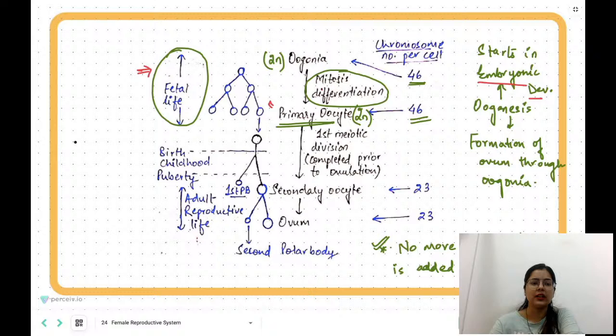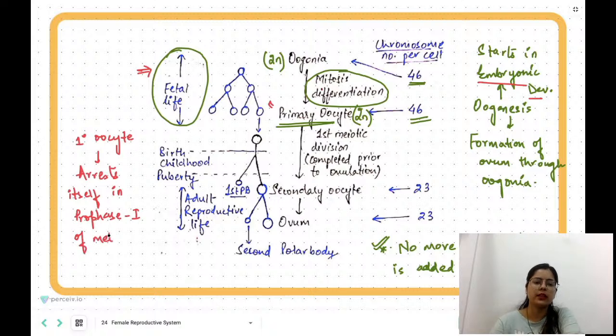All right. Now, once the primary oocyte is formed, this primary oocyte arrests itself. Now, this point has to be noted that the primary oocyte actually arrests itself. जैसे ही oogonia primary oocyte में change हुआ, primary oocyte is going to arrest itself in which stage? In the prophase 1 stage of meiosis 1. Prophase 1 of meiosis 1 में ये अपने आप को क्या करता है?